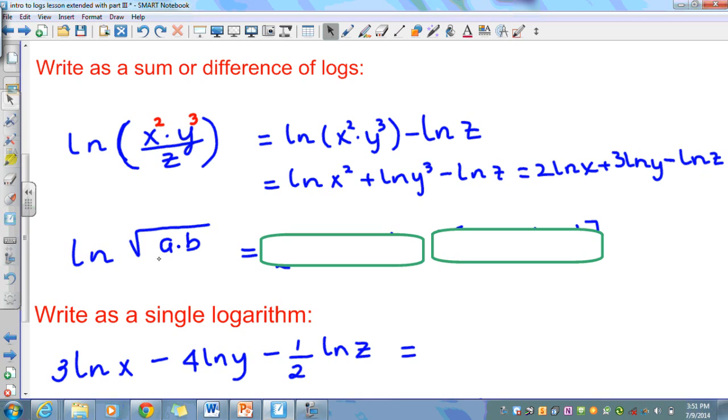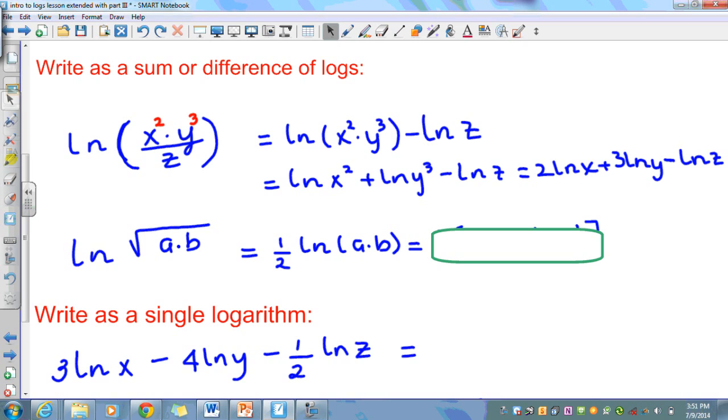Now, can you simplify the next one? Natural log of the square root of a times b. So my suggestion is first, think of square root as 1/2 power, and you can first bring it up front as a coefficient using property number 4.